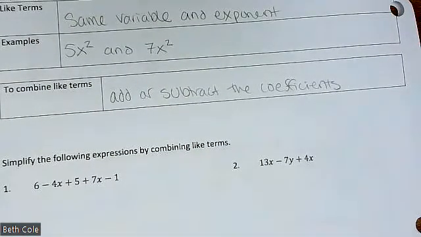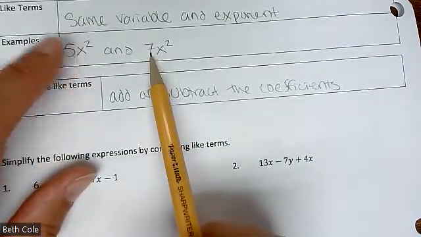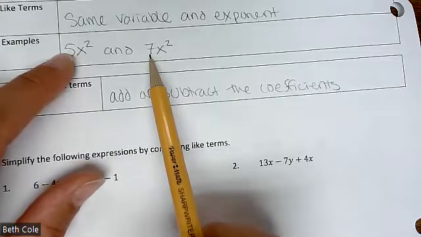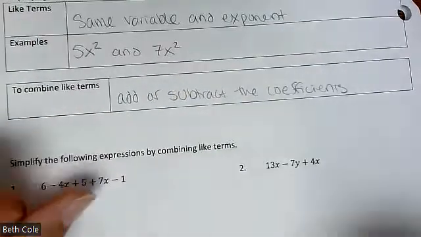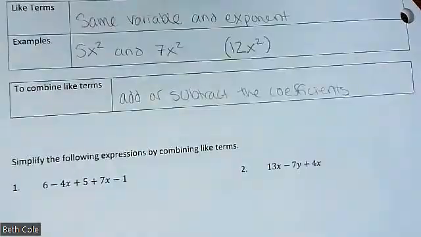So that's when you're distributing. We're going to get to that in a second. But just when you're combining them, you're just going to add or subtract the numbers that are out front, so just the coefficients. For example, if you were going to add these two together, you would just add the 5 plus 7 and get 12. And the x squared part stays the same. So this would be 12x squared.